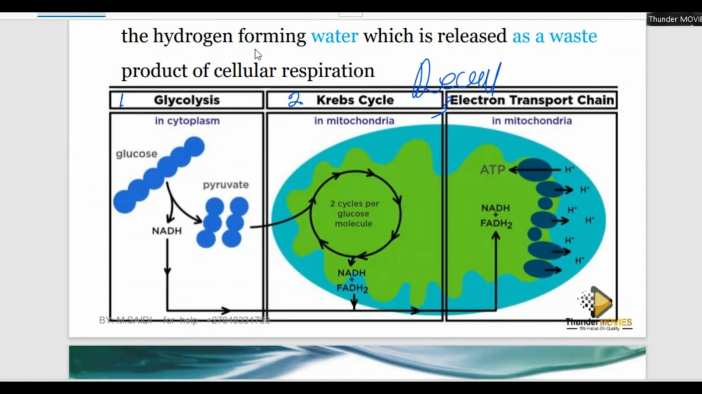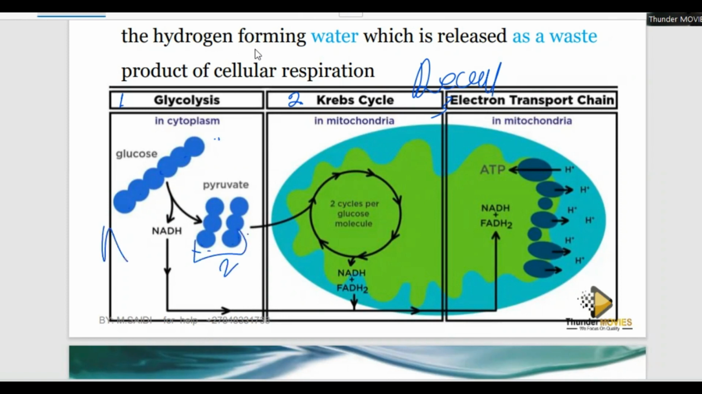Remember I told you that when these enter here, they undergo a series of electron transport. What is very important in glycolysis is that the 6-carbon molecule will break down to form 3-carbon molecules, 2 of them.